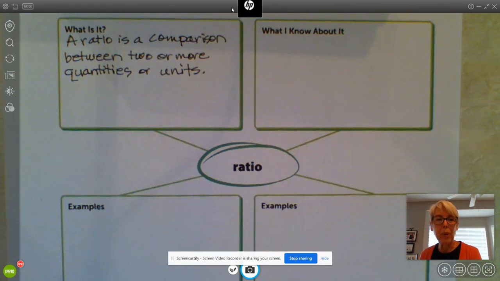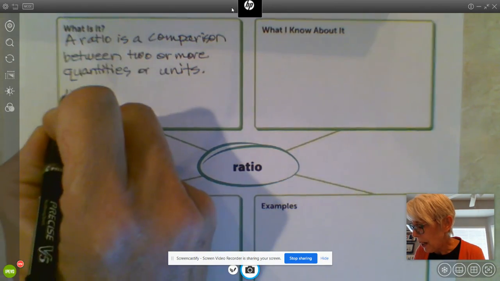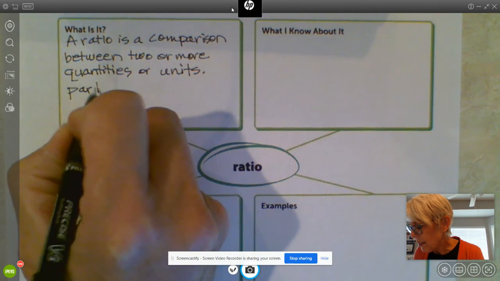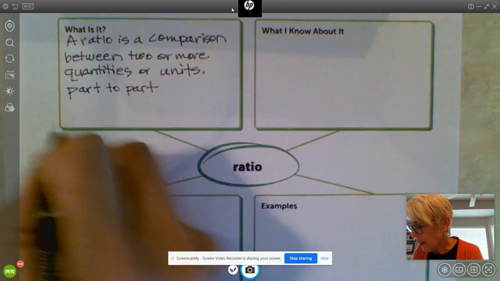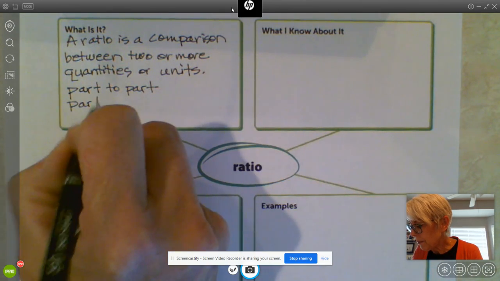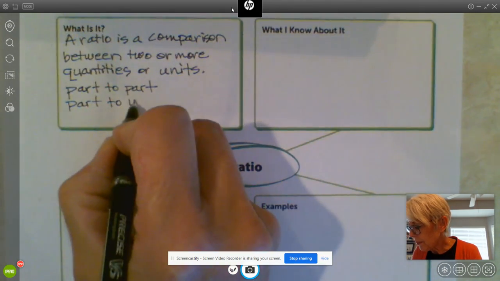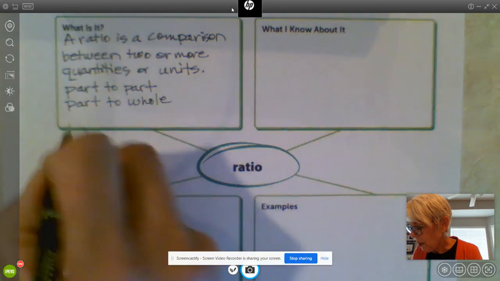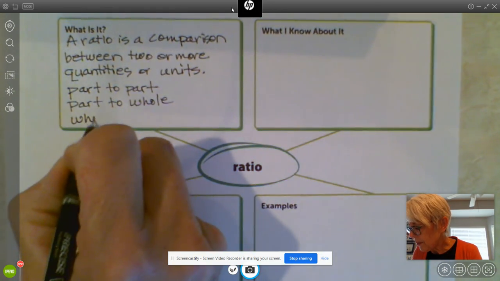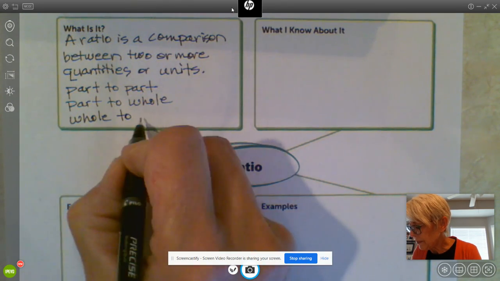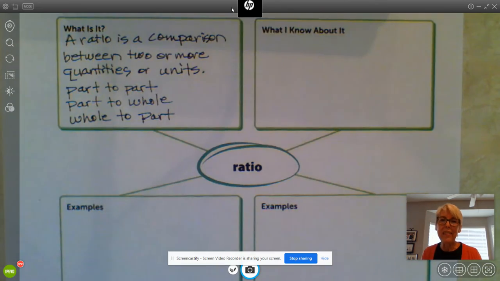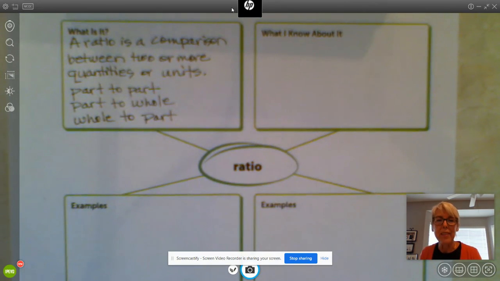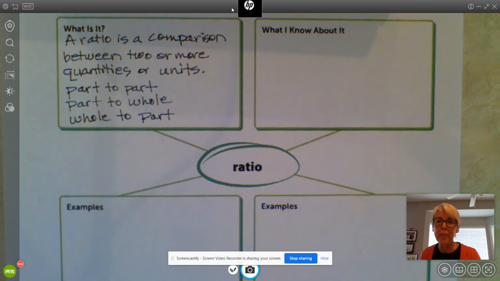So there's a couple of ways that we can compare these. We can compare part to part, part to whole, or whole to part. And that's always explained for us. It's always told what direction we're going to go. So what do I know about it?